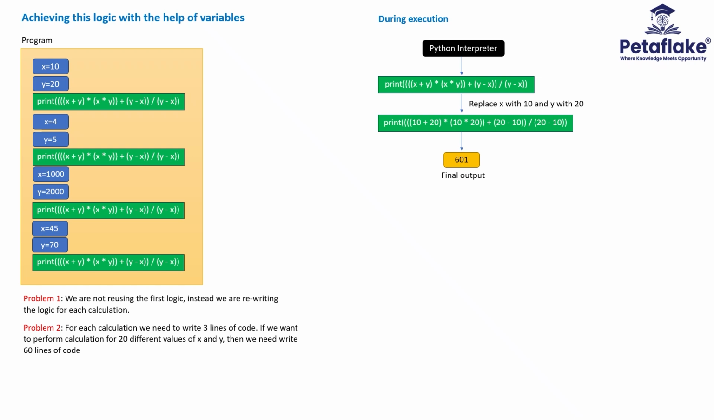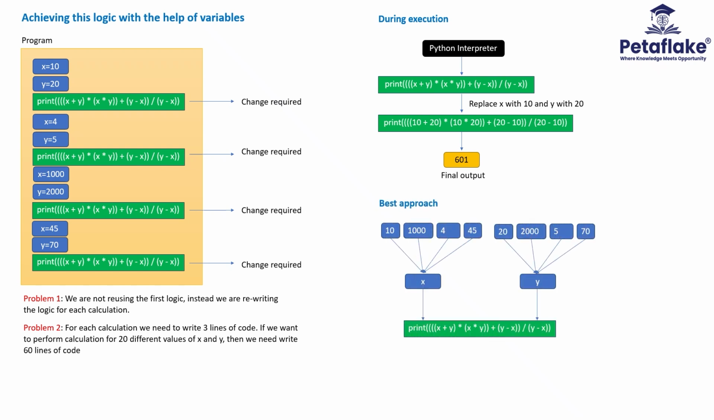If any change in the logic happens, we need to modify the logic in all the lines of code wherever we have specified the logic in our programs. This modification will be very difficult. The best way is we need to specify the logic only once, and we should be able to pass different values of x and y dynamically so that we can do the calculation easier for any different number of values of x and y. The time consumption will also be reduced.